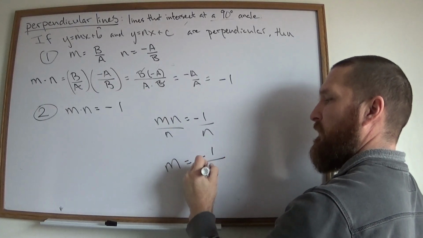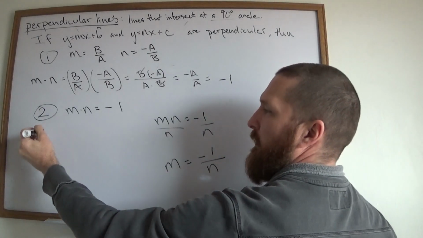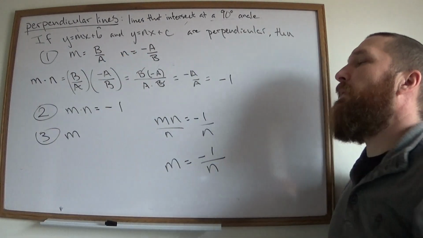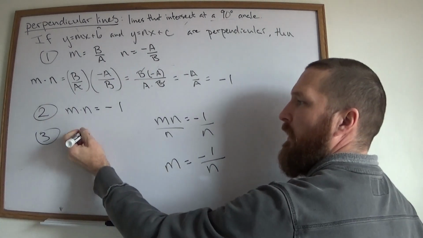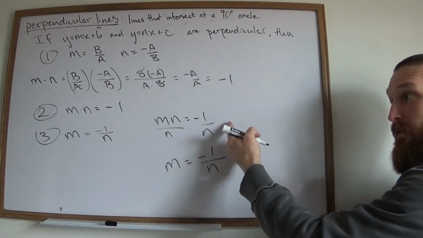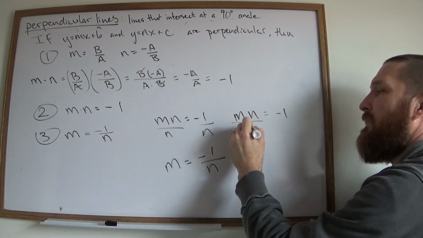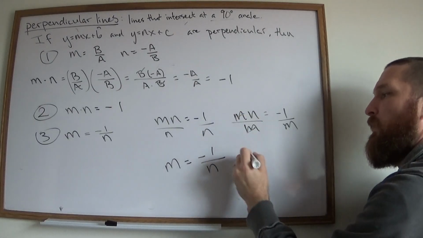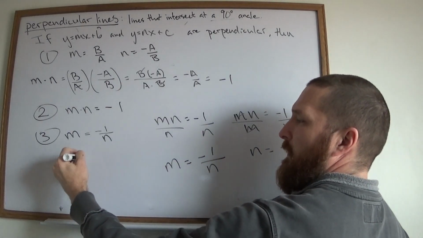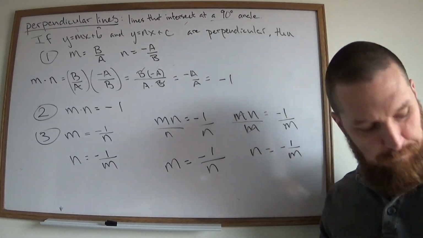And this is probably the most useful way of this, is that the slopes are negative reciprocals of each other. That is, if mx plus b and nx plus c are perpendicular, then one of them is negative 1 over the other. And similarly, I could have taken this, mn equals negative 1, and divided both sides by m. M's are gone. n equals negative 1 over m. And so n is equal to negative 1 over the other. Again, it's negative 1 over the other is how they're related.